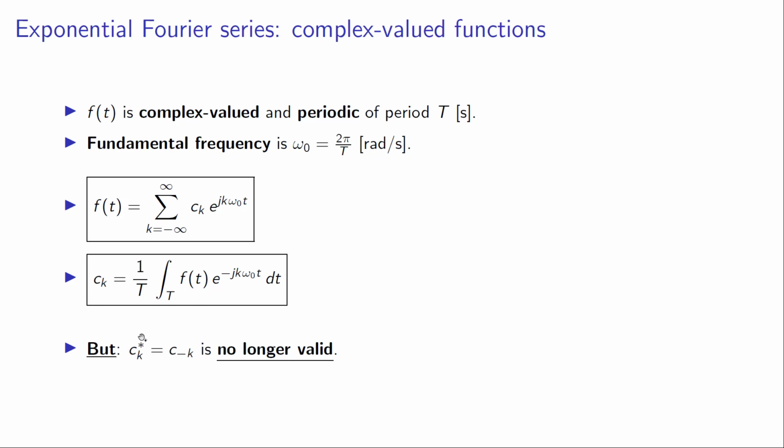So this means that if you take the conjugate of c of k, well, you have a change of sign over here, but you have to replace f of t by f of t conjugate, and this means that the conjugate of c k is no longer c minus k. So this property that we had for real valued functions is no longer valid.